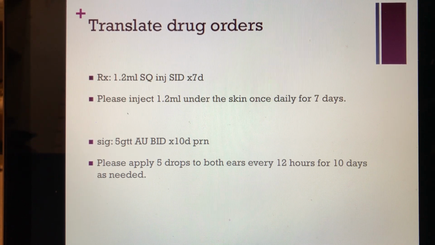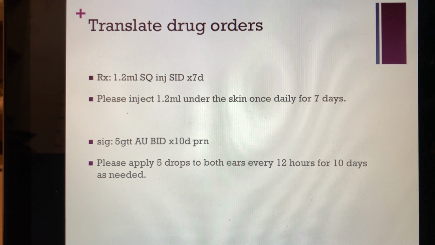So SIG, again, is just indicating this is what needs to go on your drug label. You do not need to translate that for me on the drug label. So 5-GTT. So GTT means drops. So we're giving 5 drops. AU, so remember, think back to our cat face. A on the cat looks like ears, right? So AU is referring to the ears. U is both. It means both ears. So AU is both ears.